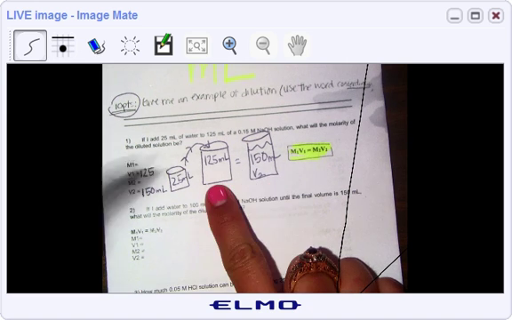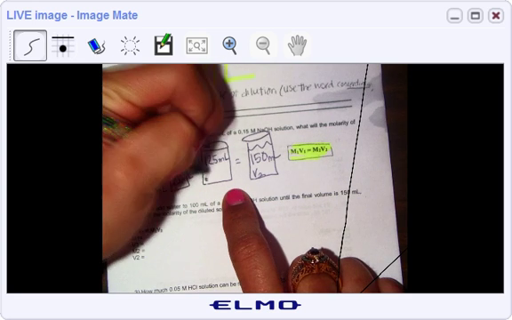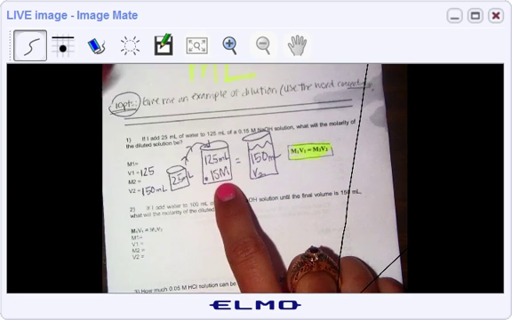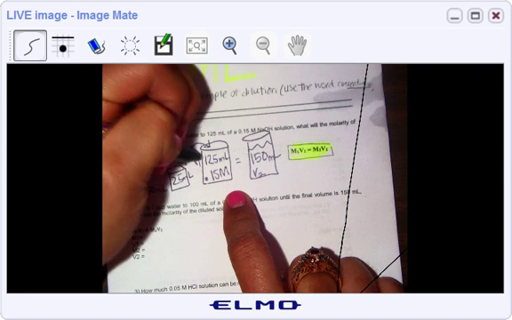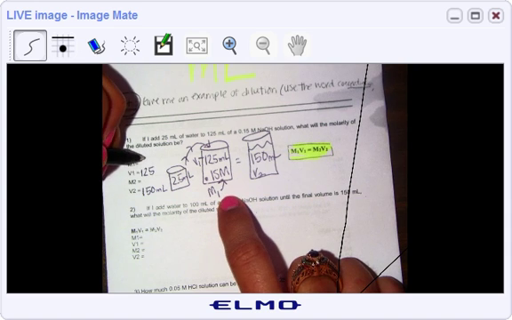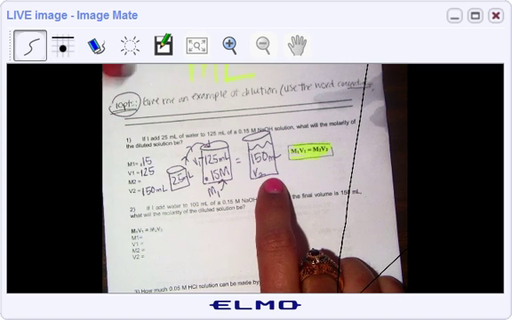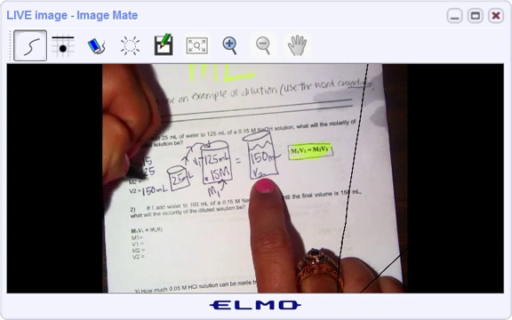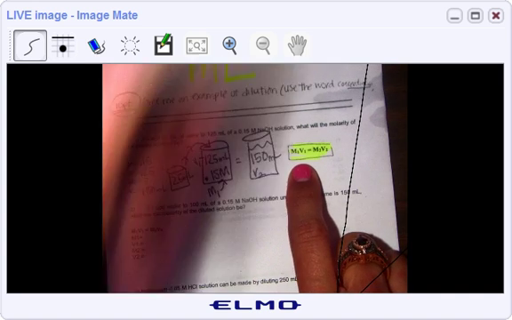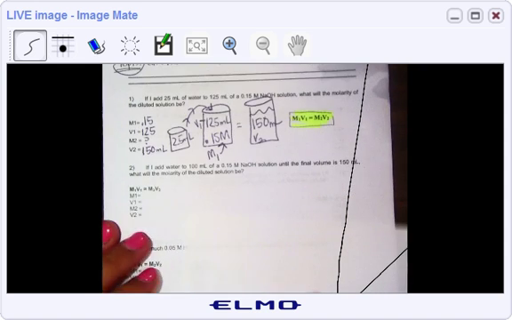My initial right here, it says, was 125 milliliters of 0.15. So that's my V1, M1. M1 is 0.15. What will the molarity of the diluted solution be? So I don't know what the concentration of this is. That's what I'm trying to figure out. So I'll plug in all my numbers into the formula. Since I'm kind of short on room, I'm going to do it right here.